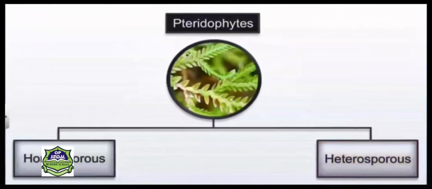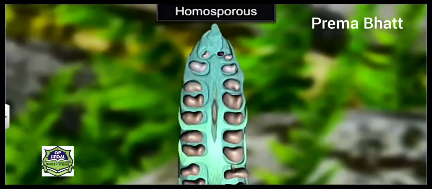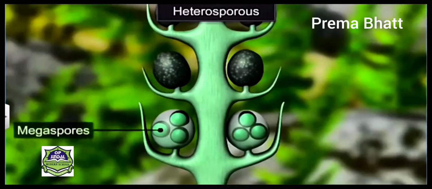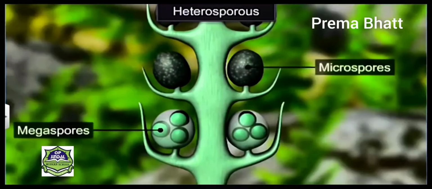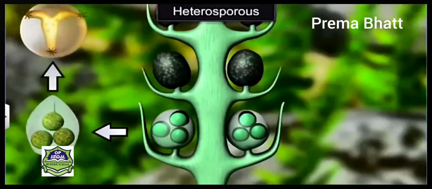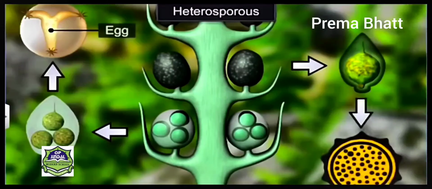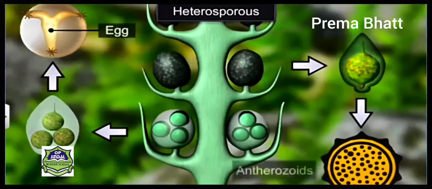So pteridophytes may have 2 types, homosporous and heterosporous. In homosporous, all the spores produced are of similar type and they produce male and female gametes. But in case of heterosporous, there are 2 types of spores produced. Bigger spores are called megaspores, which form the female gametophyte and produce eggs, whereas smaller ones are called microspores. They are smaller and produce antheridia, which produce anthrozoids.